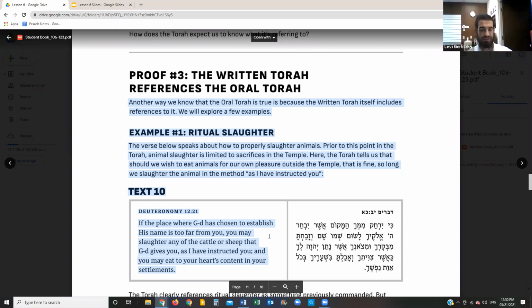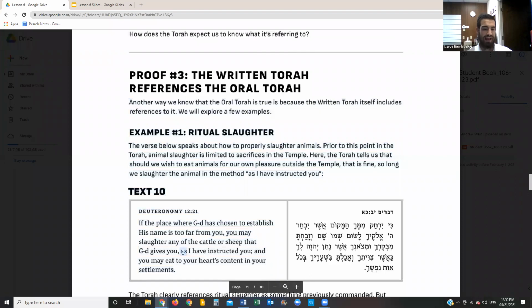Very good. So over here, if you notice, the Torah says, as I have instructed you. God says, slaughter the animal as I have instructed. If you read the entire Torah, God doesn't say how to slaughter animals outside of the temple.